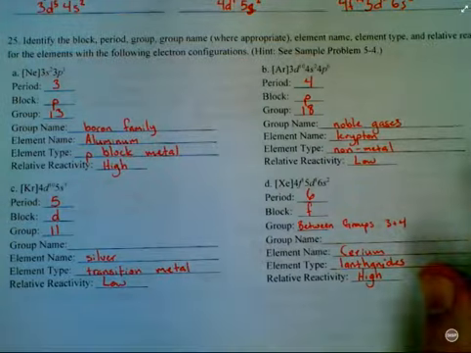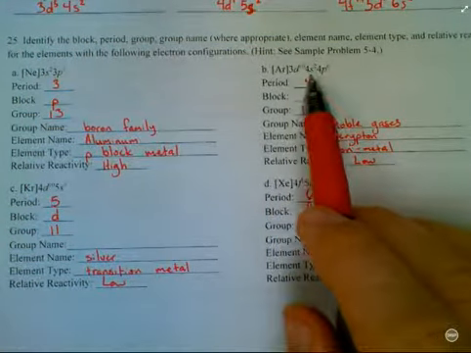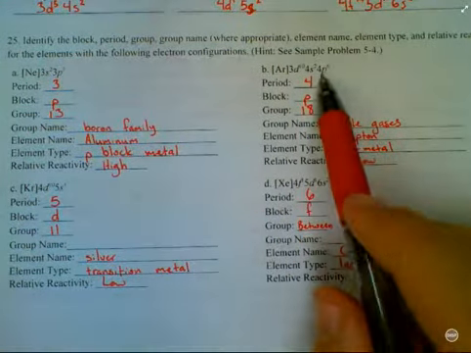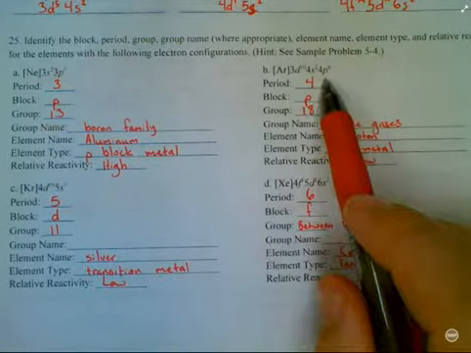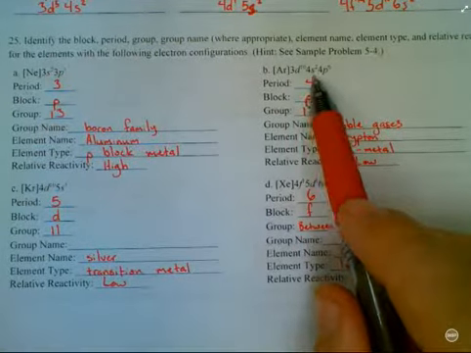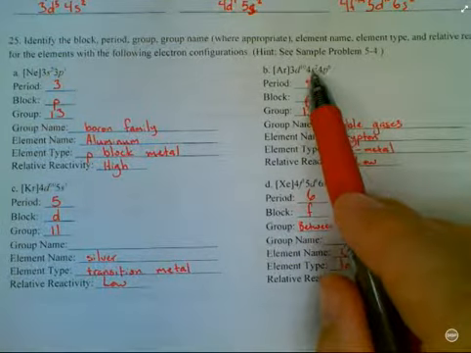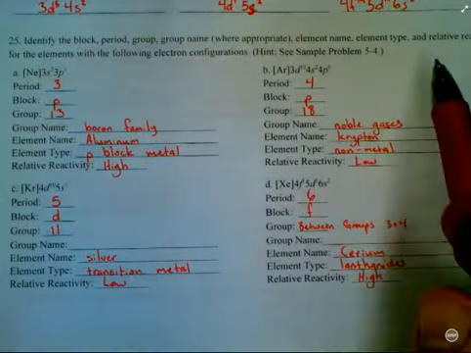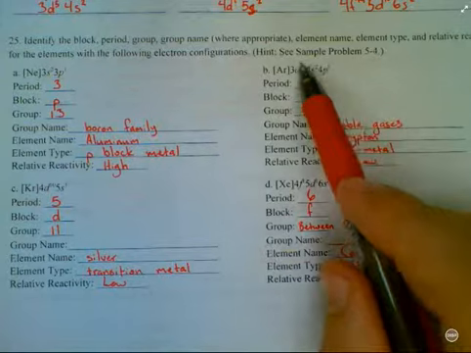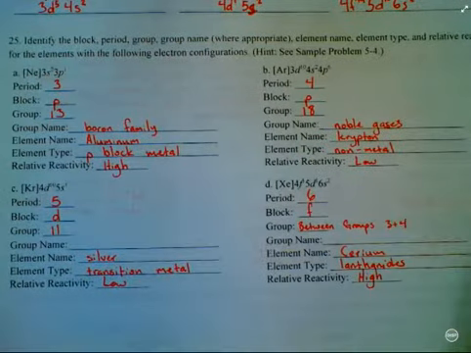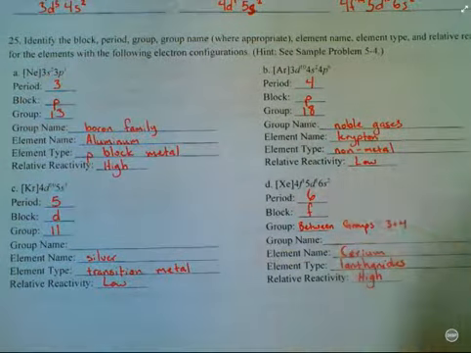B. Argon 3d10, 4s2, 4p6. Okay, p, so that's going to be in the p block. We got 4s over here, n equals 4, so it's period 4. That's group 18. So when I add my s and p electrons together, I get 8, plus the 10 electrons from the d sublevel. I get to group 18.